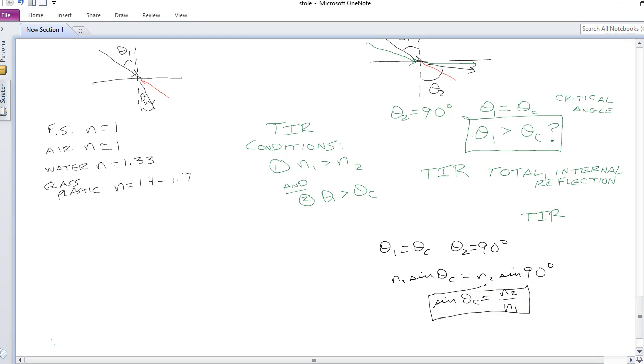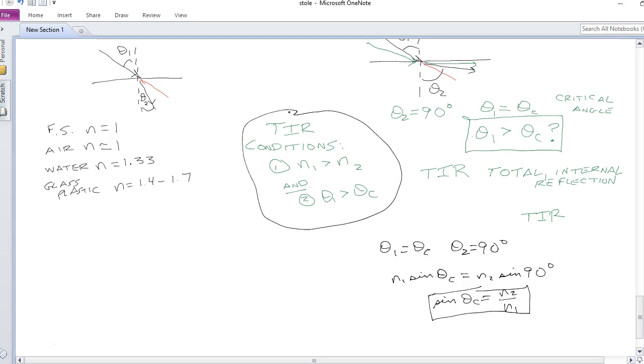And I think you can see mathematically why N1's got to be bigger than N2. Because mathematically, if N2 were bigger than N1, you would have the sine of the critical angle is bigger than 1, which can't be. Okay? So what are the two conditions for TIR? First of all, it can only occur if N1 is greater than N2, light's going from high, trying to get into low index, and the incident angle is bigger than the critical angle.